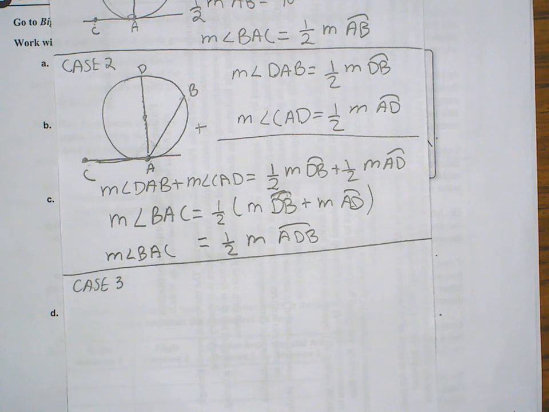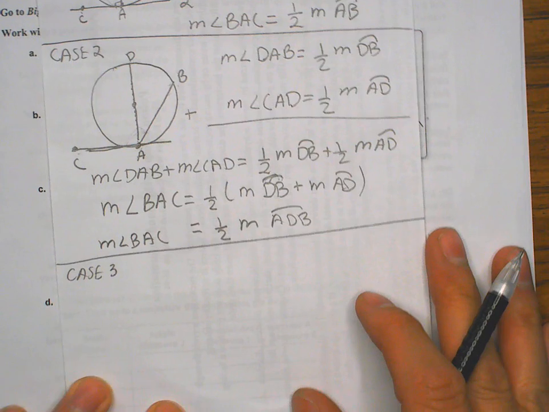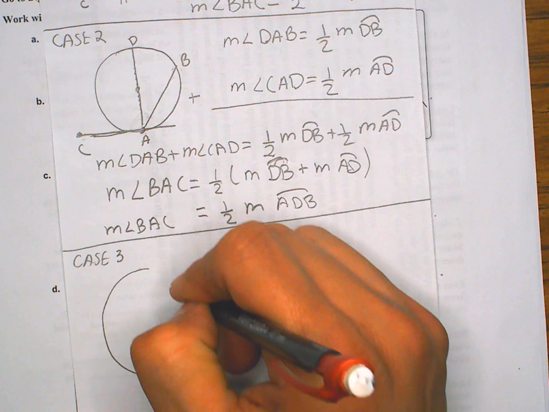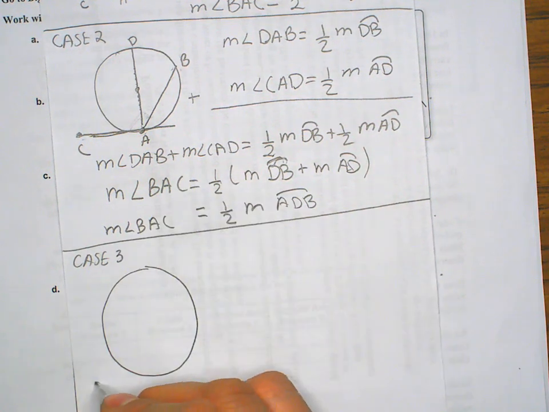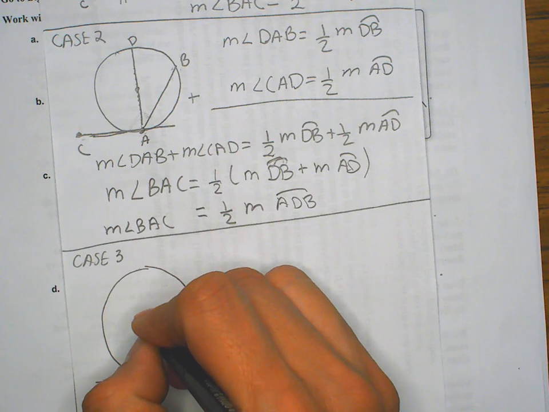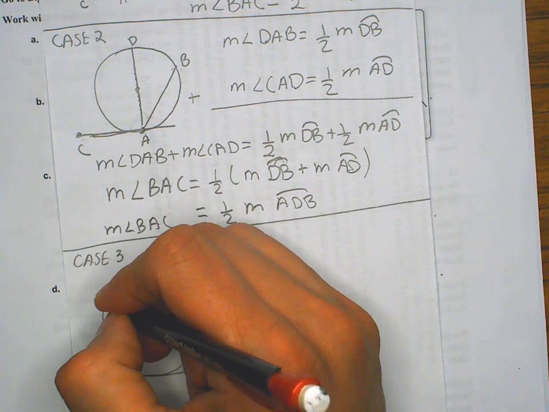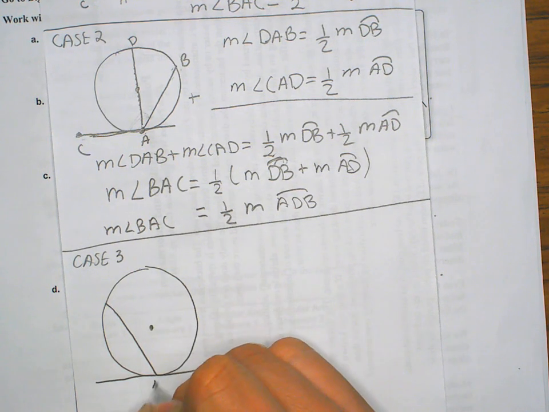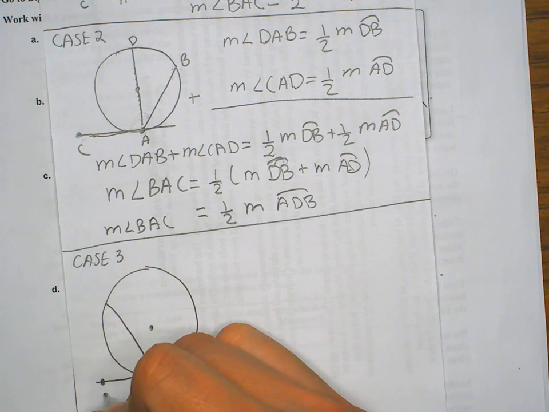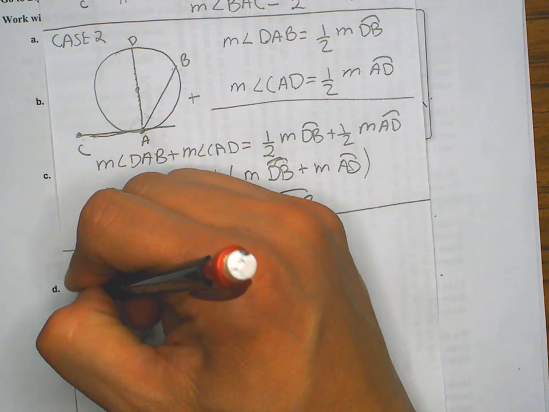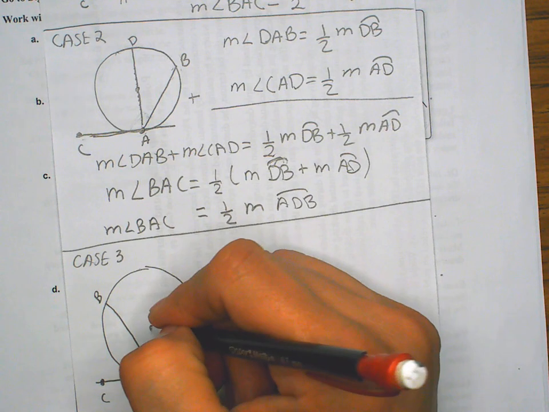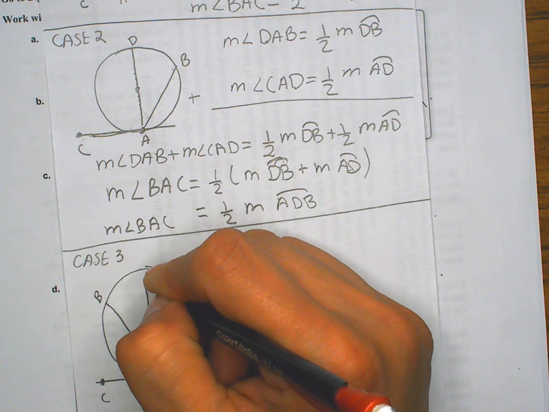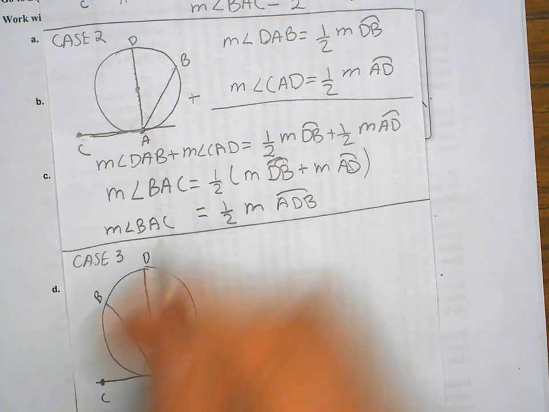Now, let's take a look at that third scenario. In the third scenario, the center is actually not on the angle. So it's going to look something like this. We're going to call this one here A, this one here C, and this one here B. Now, for the same reason, since the center right here is not on the angle, there exists a diameter that can contain that center. We'll call that D right there.